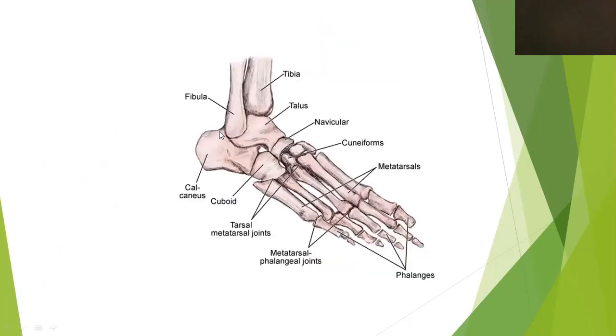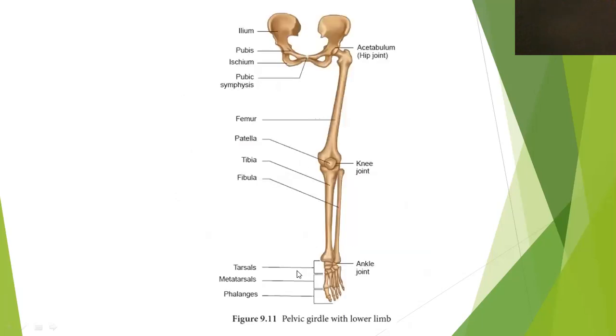What are the tarsal bones? See this one, the calcaneum, the lowermost bone here. Then talus, navicular, cuboid. Then 3 cuneiform bones: medial, intermediate, and lateral. So 3 cuneiform bones, navicular, cuboid, talus, calcaneum. These are the tarsal bones. So 7 tarsal bones on each side.